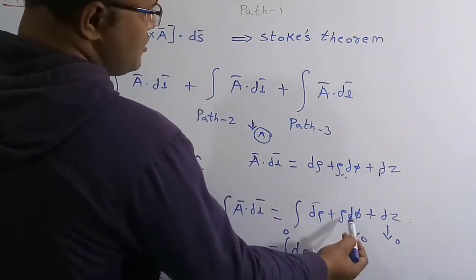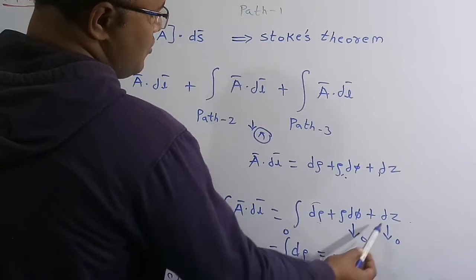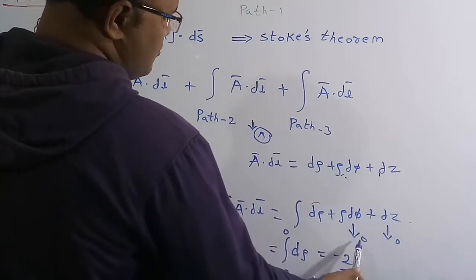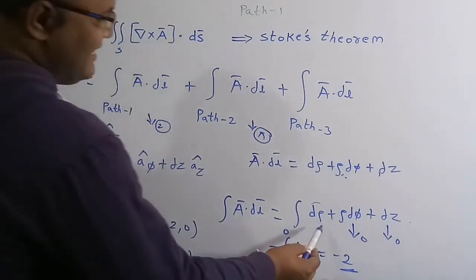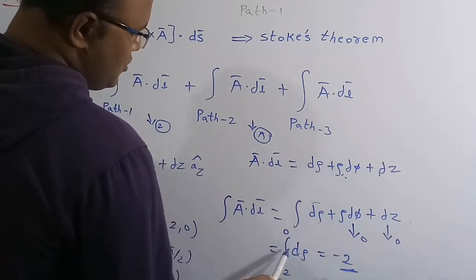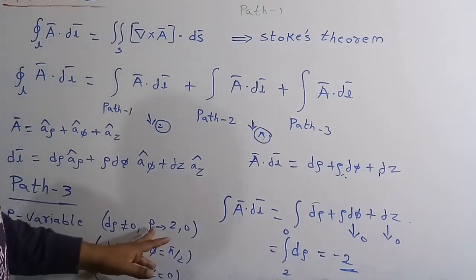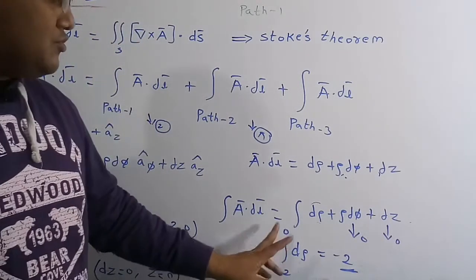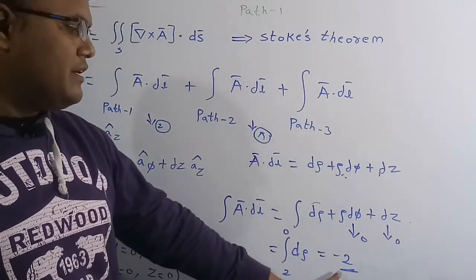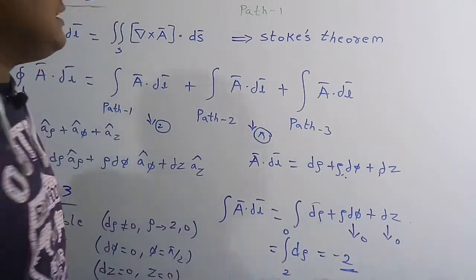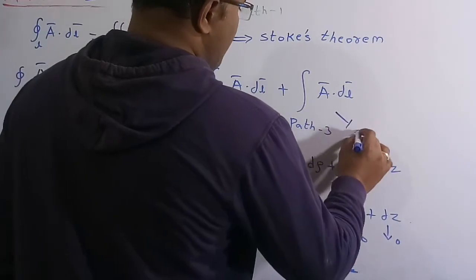So d phi is equal to 0, 0 into anything is again 0, and dz is also equal to 0. So these two are eliminated. Only this is the thing which remains: d rho, and rho is changing from 2 to 0. So if you do the integration, we are going to get minus 2. So for path 3, we got the line integral as minus 2.